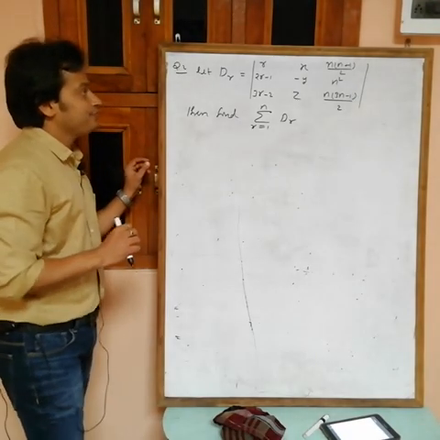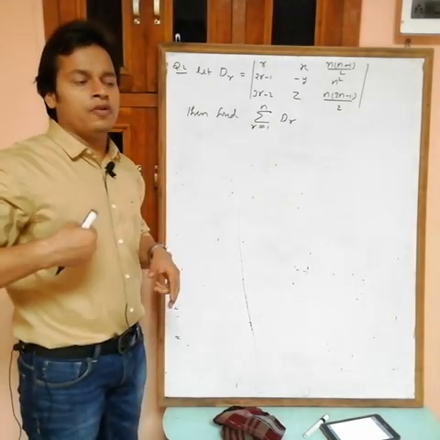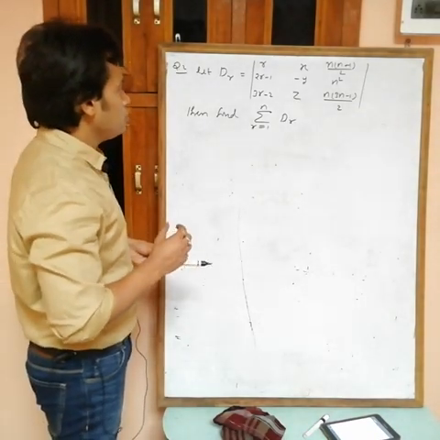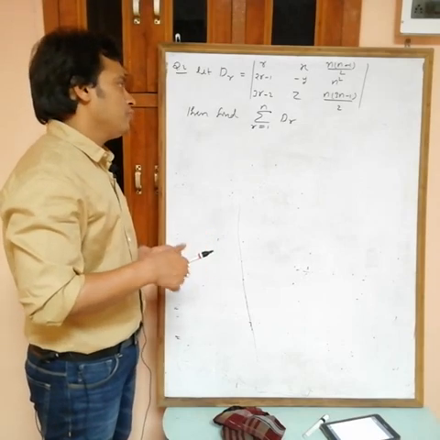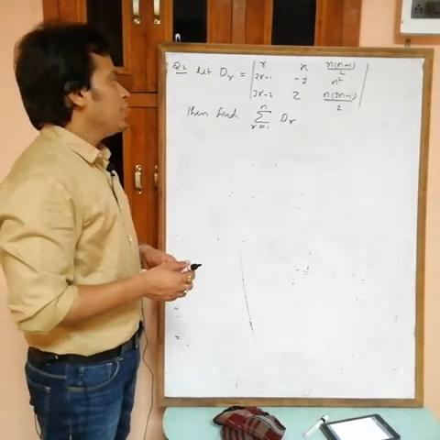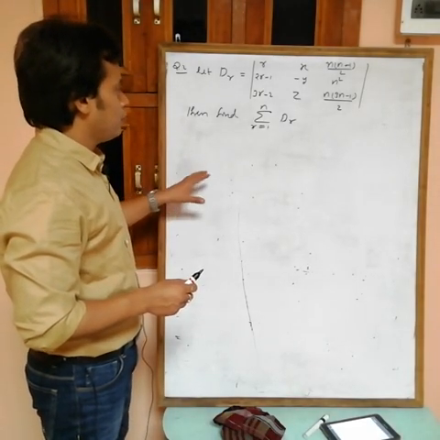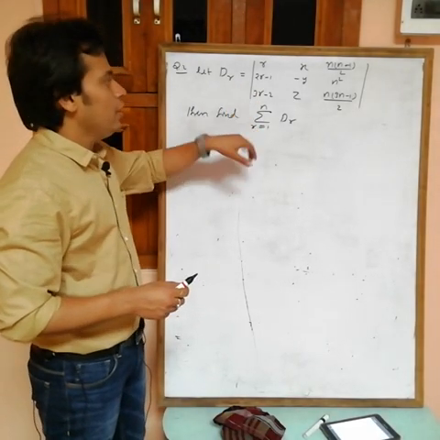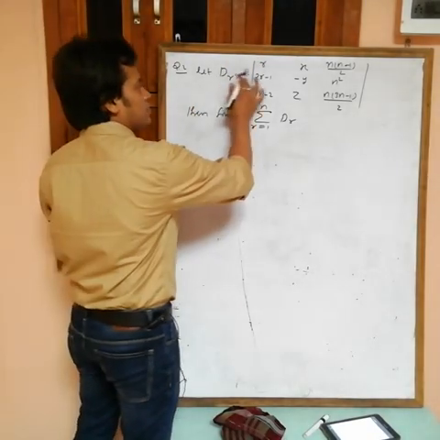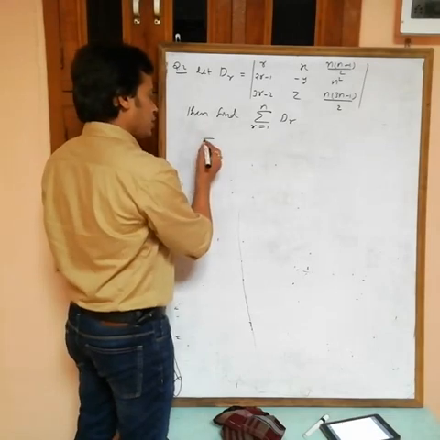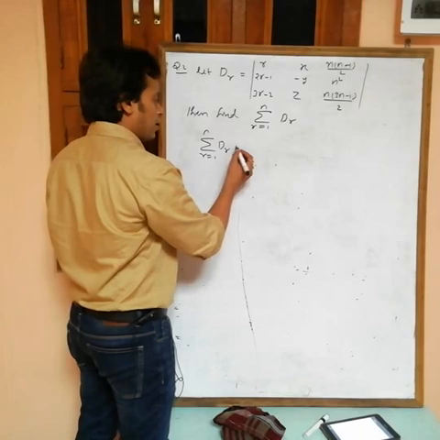The other method is, if the values of r are only in one row or one column. If the terms containing r are only in one row or one column, then directly you can write the sigma inside the determinant. See, here this is the value of dr. Then what do we want? We want sigma r equals 1 to n of dr.